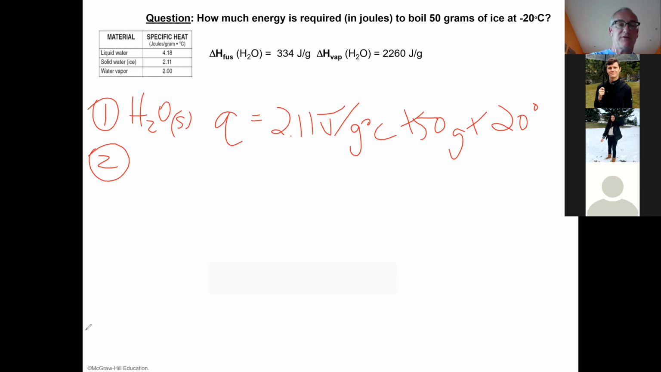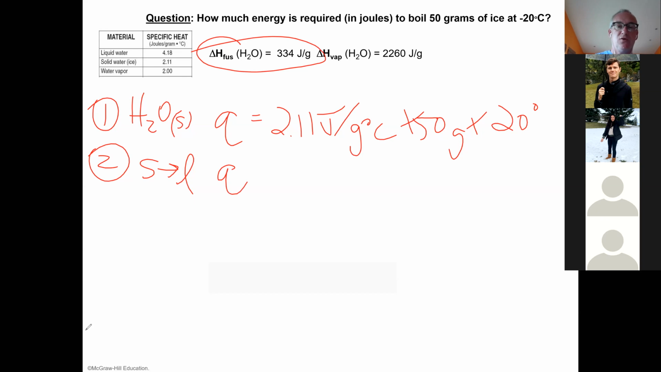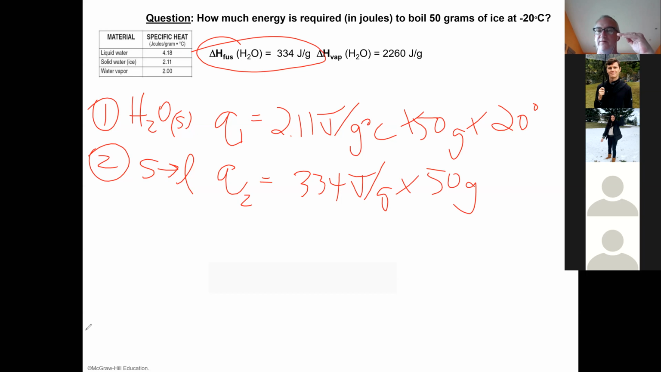Yeah. So we're transitioning from a solid to the liquid. That's a phase change. And so when it's a phase change, we need to figure out which phase change it is. And it's fusion. And so now Q1 is just getting us to the freezing point. Q2 is then just equal to 334 joules per gram times 50 grams. That one's pretty straightforward. So at this point, we've moved our ice to the freezing point, and now we've melted it all. So what's our third step?